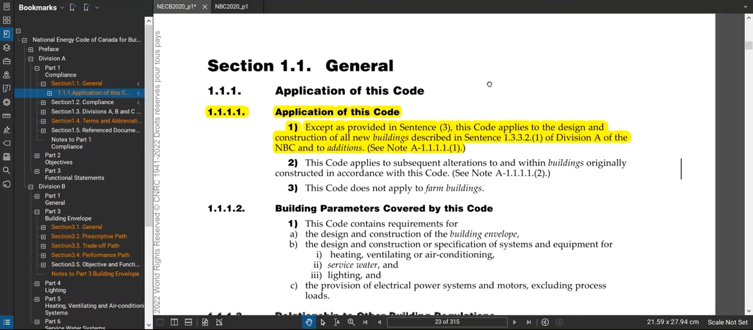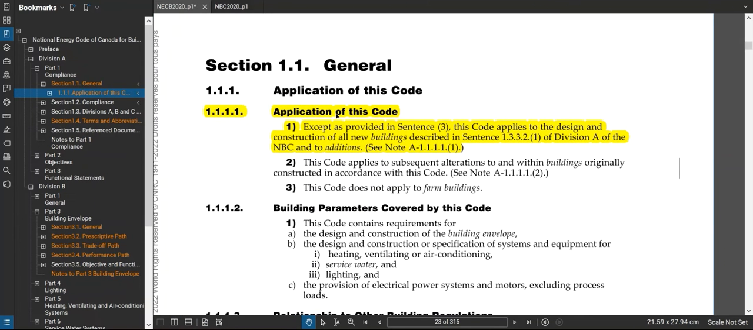And I've highlighted a sentence here. And basically this article here is describing, okay, when do you have to use this code? And what it's saying is for all new buildings and additions to buildings, you have to use this energy code. And if you do any alterations to buildings that use this code. And you don't need to use it for farm buildings. So it's not all buildings, it's all new buildings described in Sentence 1.3.2.1.(1) of Division A of the National Building Code. So let's just jump over to there and see what that says.